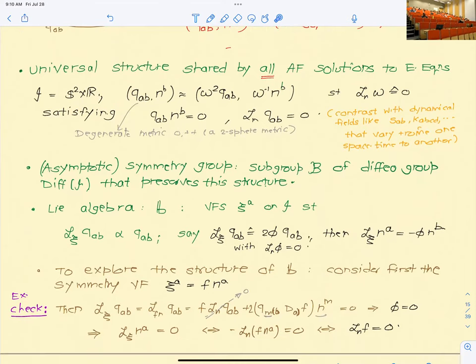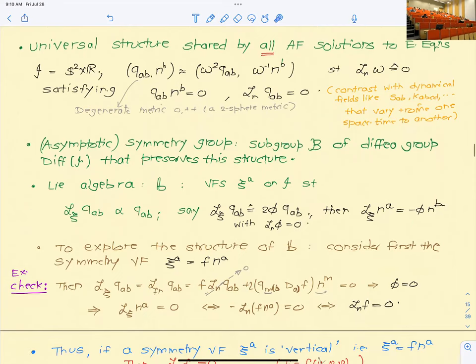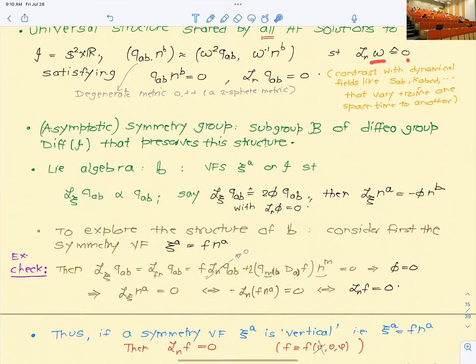So at the infinitesimal level, if you're given a vector field C, then Lie_C of Q_ab should be proportional to Q_ab. Let us suppose that Lie_C of Q_ab is equal to 2 phi times Q_ab, where phi is a function. This is a proportionality factor. So this is a finite transformation, and this is an infinitesimal transformation under Lie_C. And then if this is the case, because of these factors that we have up here, at the infinitesimal level, Lie_C of N^a has to be equal to minus phi times N^a. And of course, just like omega satisfies this, Lie_N of phi satisfies this condition.